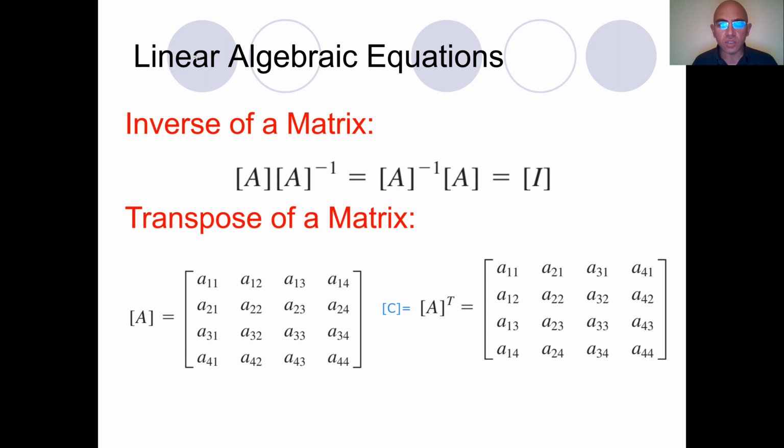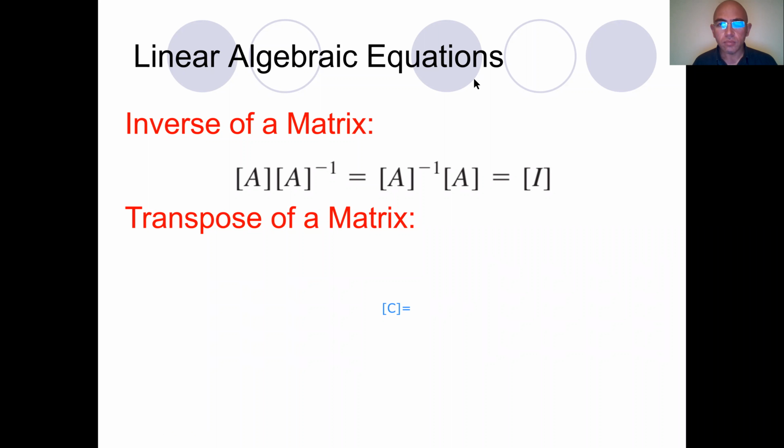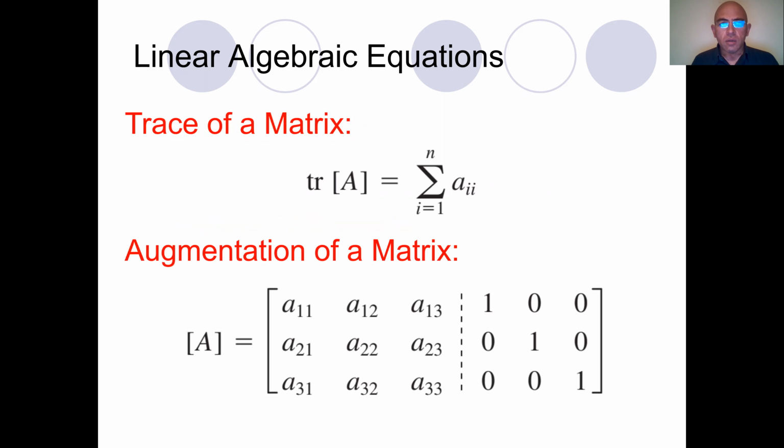Okay, so this is what the transpose is. Finally, we have another operation that is the trace of a matrix. So what is the trace of a matrix? Trace of a matrix is nothing more than the summation of the diagonal elements, as you see. So this is called the trace of a matrix. You sum up the values at the diagonal.